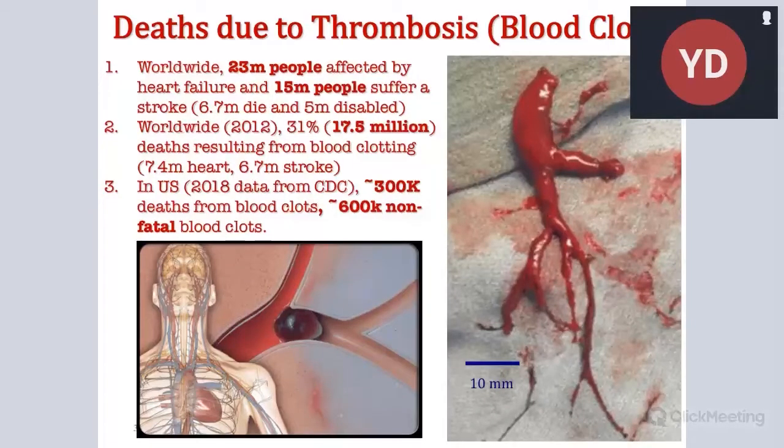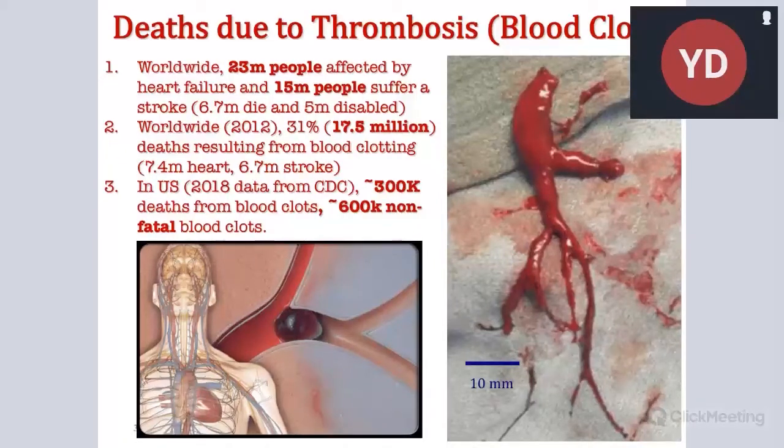Approximately almost 38 million people got affected by clotting worldwide. You can compare with certain countries; I know Canada's population is about this number. Worldwide, 31%, almost 18 million deaths, were the result of clotting in 2012. The number is actually getting up instead of down.